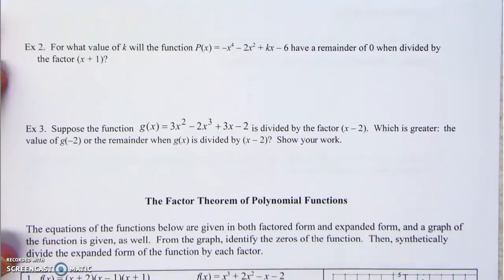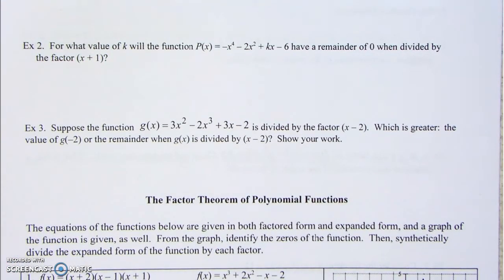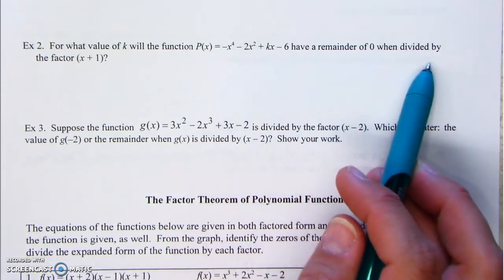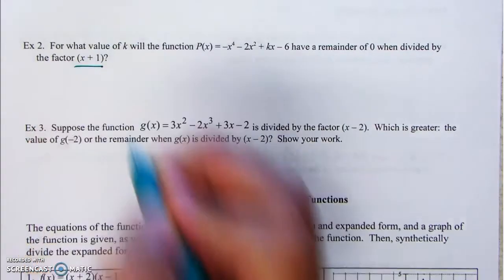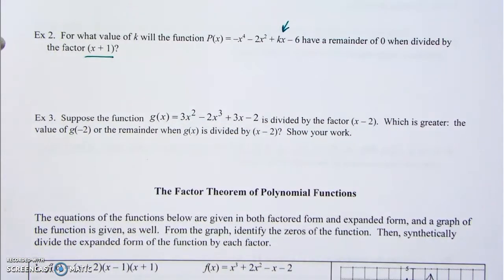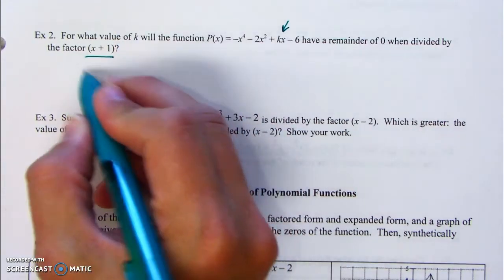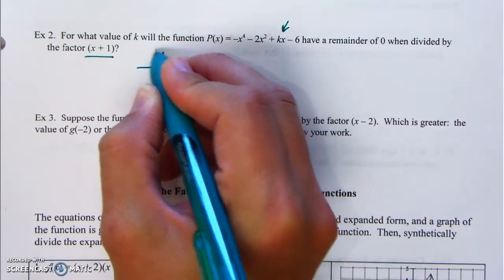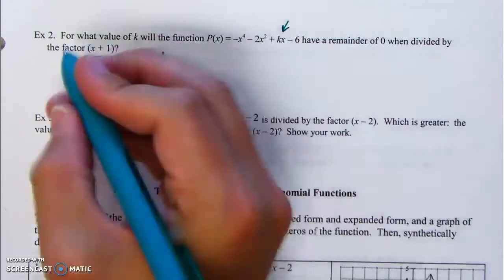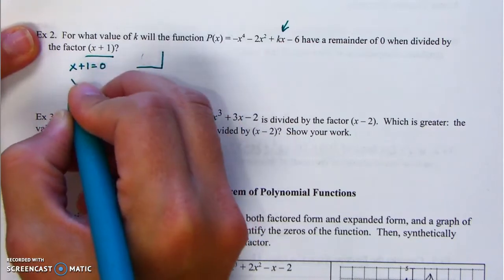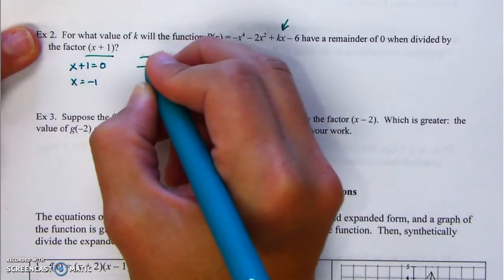I know, it's crazy. For what values of k will the function p equals blah blah blah have a remainder of 0 when divided by the factor? So we have to find this number. It's okay, it's fun. Ready? If this is the divisor, what number is going to go here? We're going to do the 0, right? So x plus 1 equals 0, x equals negative 1. So negative 1 goes here.